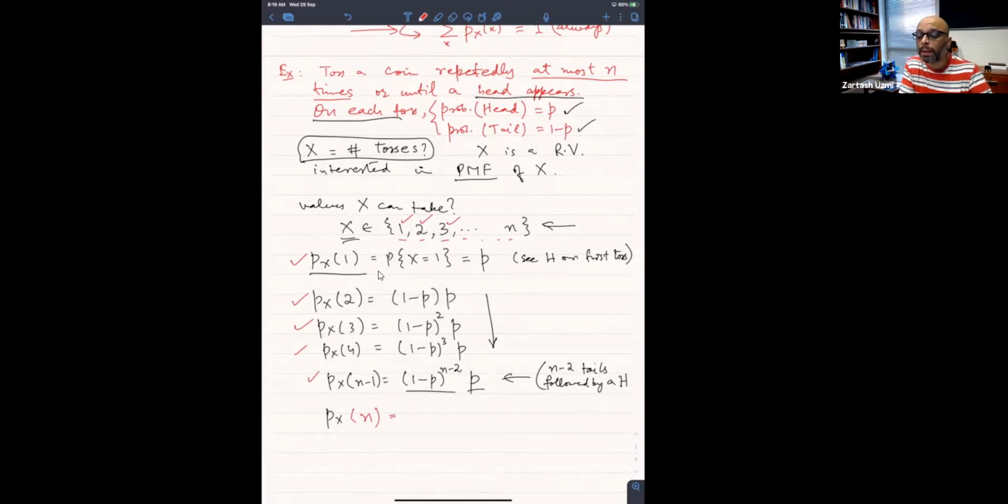Abu Bakr, this probability cannot be 1. If this probability is 1, that means you are saying कि आपको n ही toss करने पड़ेंगे. ओ भाई ये नहीं हो सकता. हो सकता है आप पहले ही रुक जाएं. तो the probability of x taking the value n cannot be 1.